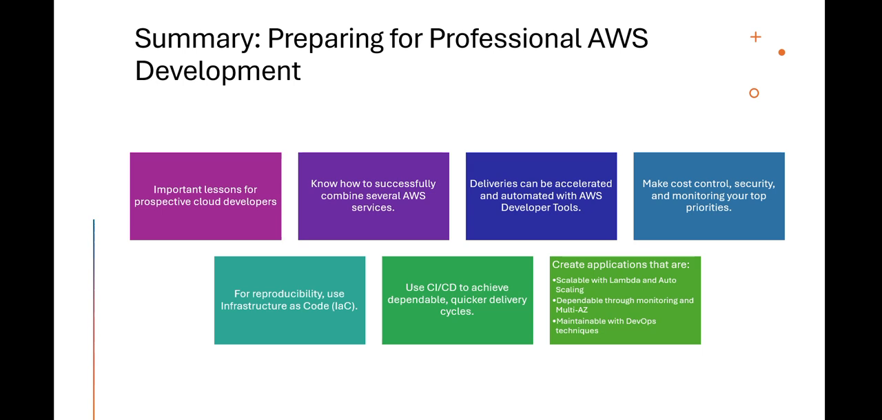Summary for preparing professional AWS development. Important reasons to consider: know how to successfully combine several AWS services. Development can be accelerated and automated with AWS developer tools. Make cost control, security, and monitoring your top priorities. For reproducibility, use infrastructure as code. Use CI and CD to achieve dependable, quicker delivery cycles. Create applications that are scalable with Lambda and auto scaling. Ensure dependability through monitoring and multi availability zones, and maintainability with DevOps techniques.